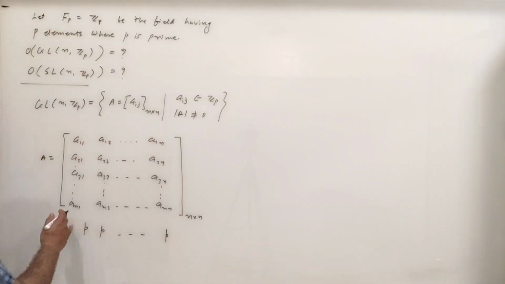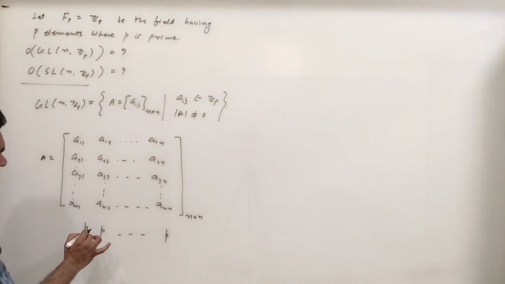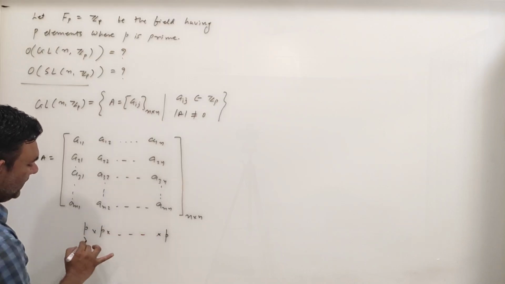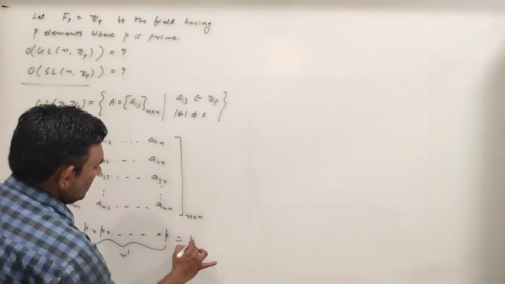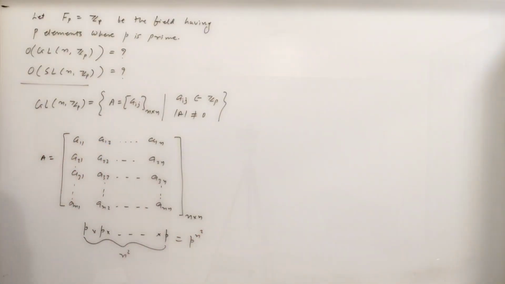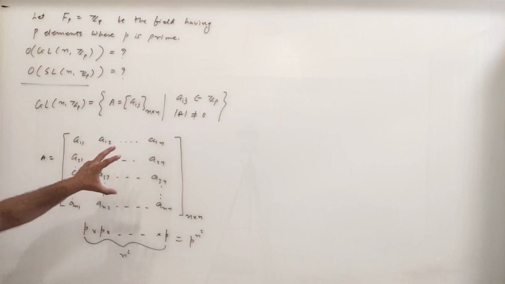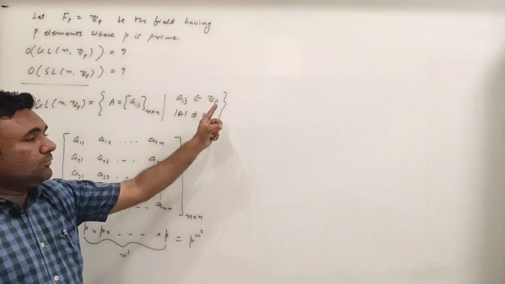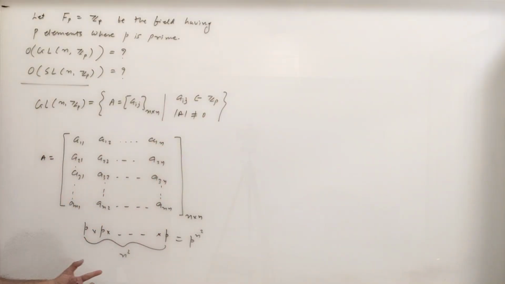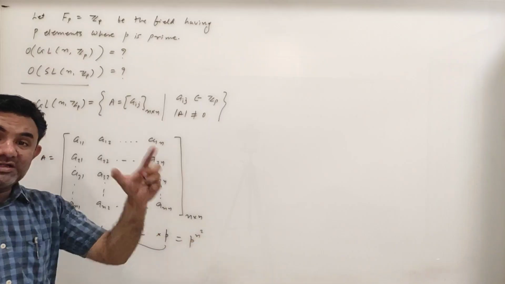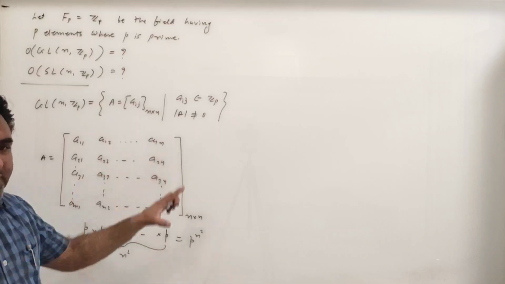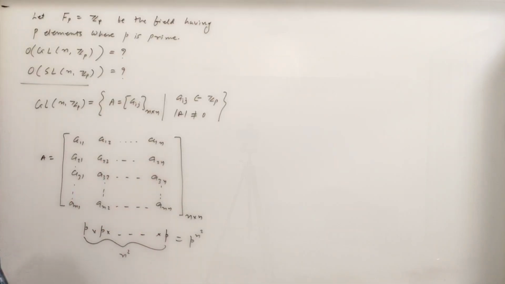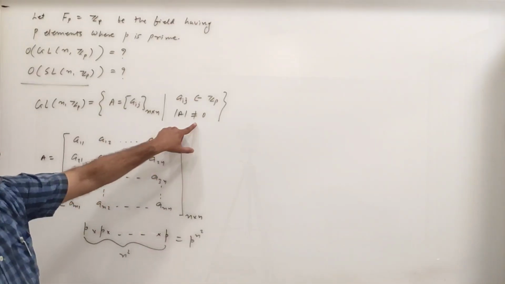How many elements do I have? n square elements. So p into p into p into p, how many times? n square times, that is p to the power n square. So for n by n matrices whose entries come from Z_p, how many matrices will I get? p raised to n square matrices, right? But among all these matrices, the determinant should be non-zero.